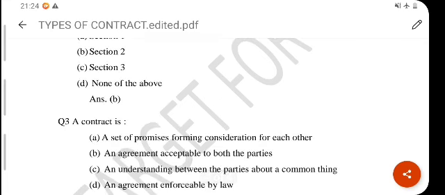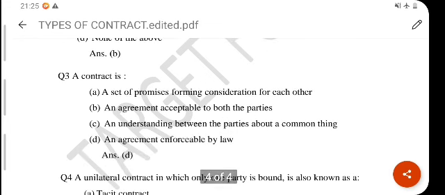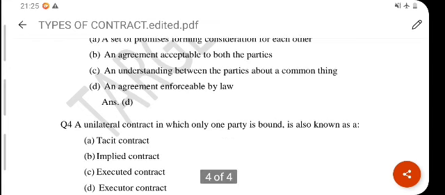Question number 3. A contract is option A, a set of promises forming consideration for each other. Option B, an agreement acceptable to both the parties. Option C, an understanding between the parties about a common thing. Option D, an agreement enforceable by law. So, here the contract is an agreement enforceable by law. So, option D is the correct answer.